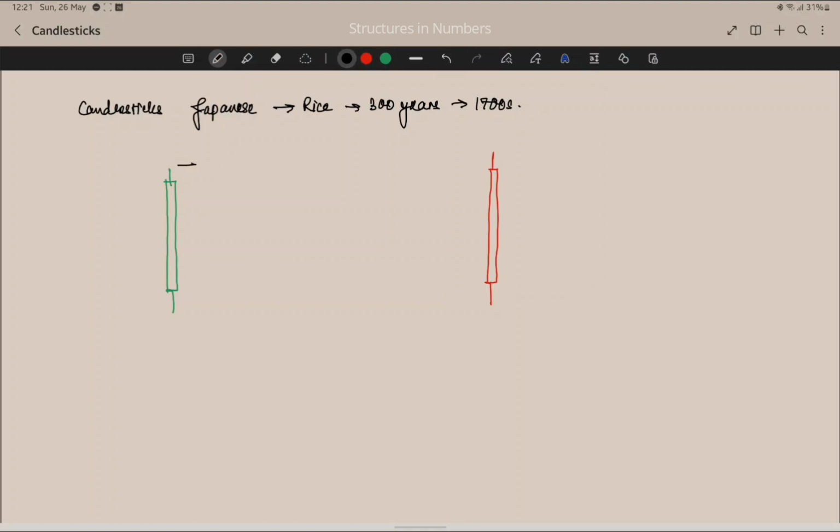In both these candlesticks, two things are common. The upper part is the high and the lowest part is the low. So these are the highs and lows of the candles. However, there is a difference in open and close price. The lower part is the open in case of a green candle, and the upper part is the close. In case of a red candlestick, the body's upper part is the open and the lower part is the close. What I'm referring to as body is this part. This part is called the body of the candle.